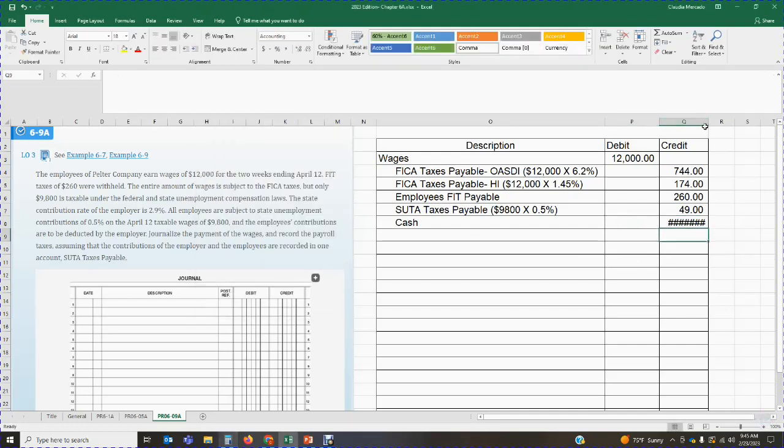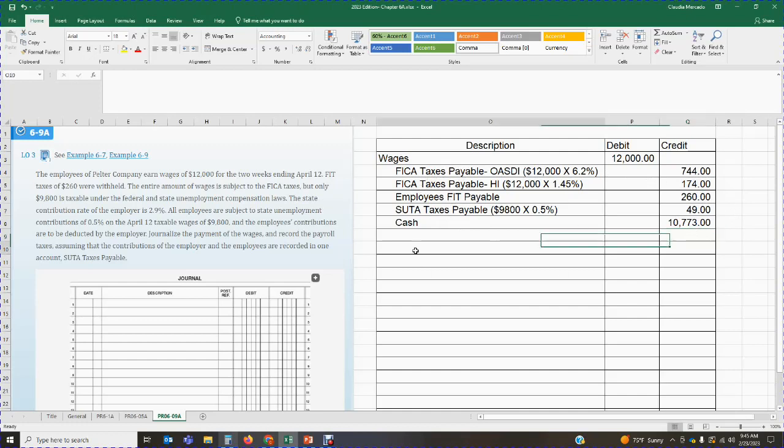So this is the amount that my employees are actually taking home. They earned $12,000. They're taking home $10,773, and these are the deductions that we're going to process from their paycheck. So this is what the employee is going to pay. This is a portion of taxes the employee is liable for.